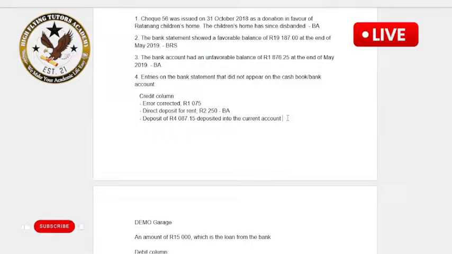Let's see. I just want to see if people still follow from the last topic, or from the last question that we did. They say deposit of 4,087 and 15 deposited into the current account, right? So what do you think happened right there? Just to check with you.